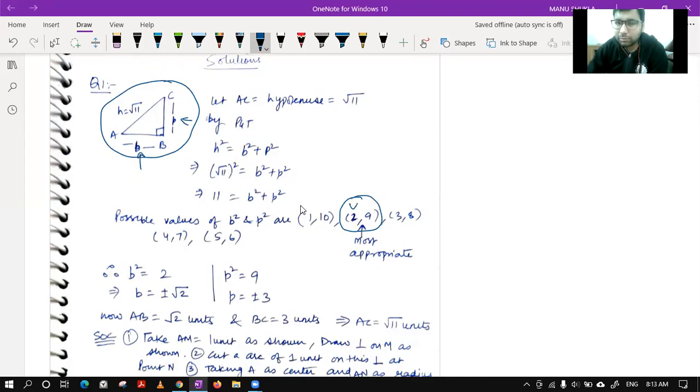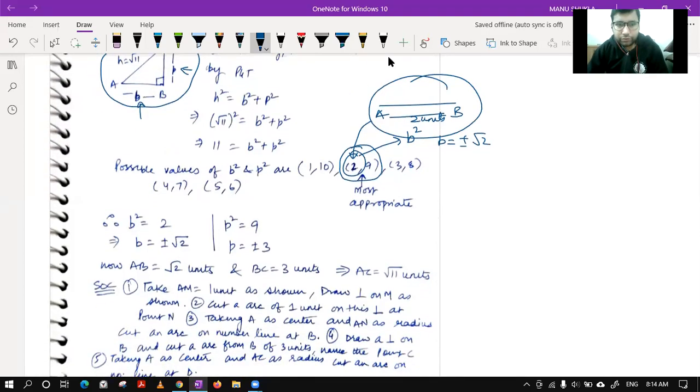In this, some have made mistakes. To make this 2, they directly took 2 units on the base. Utkarsh, I think you also took 2 units. You have to think that this is not B. This is B square. You have to find B. B is plus minus root 2. But in the main diagram, Utkarsh, you took this base as 2 units, I guess.